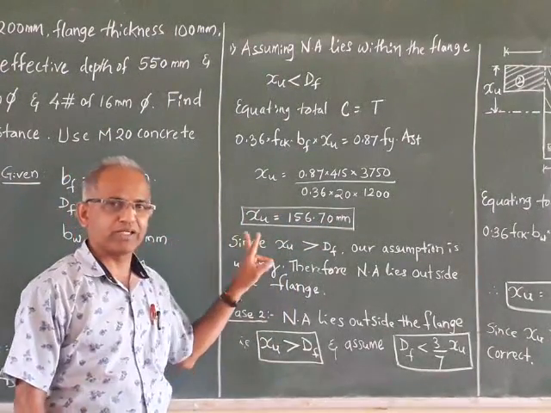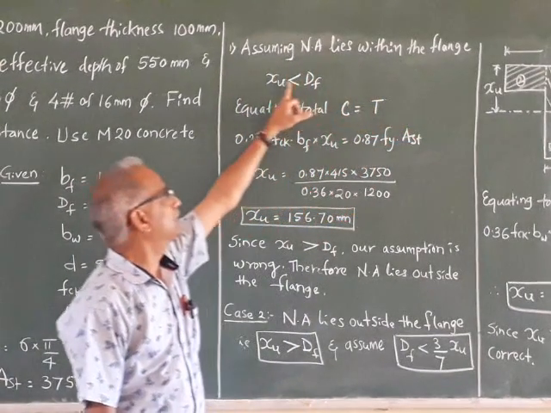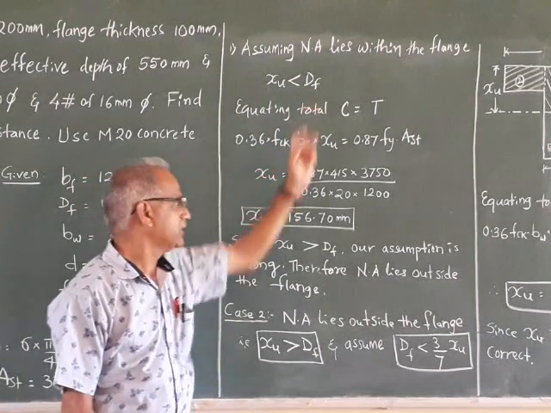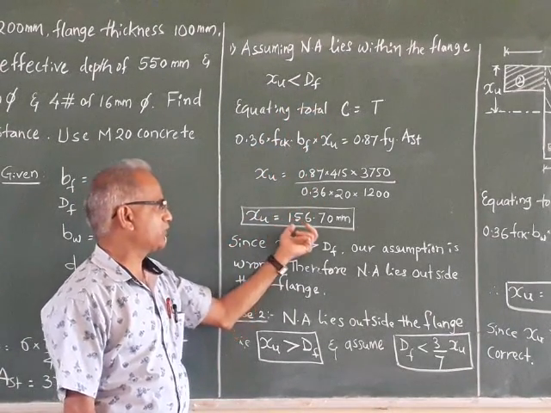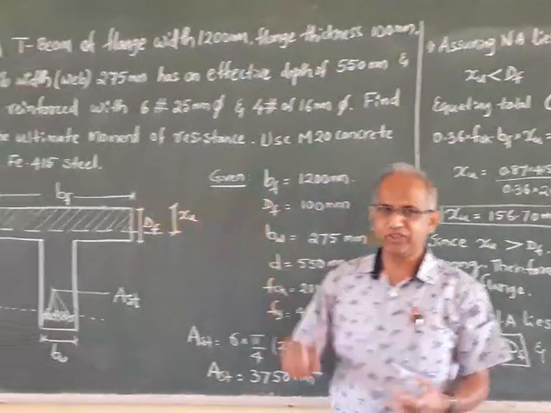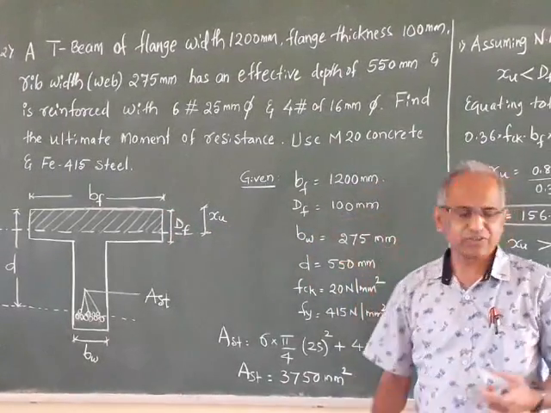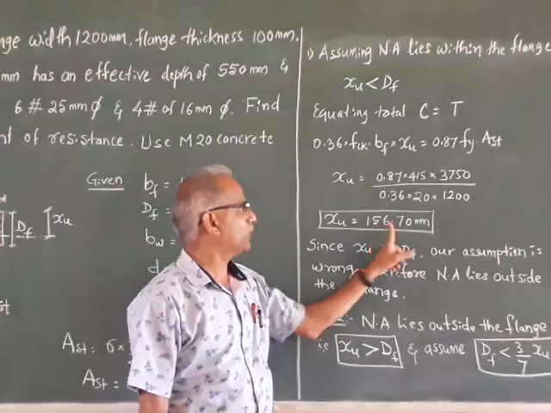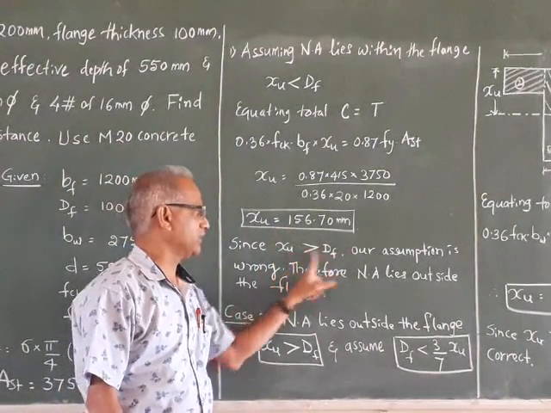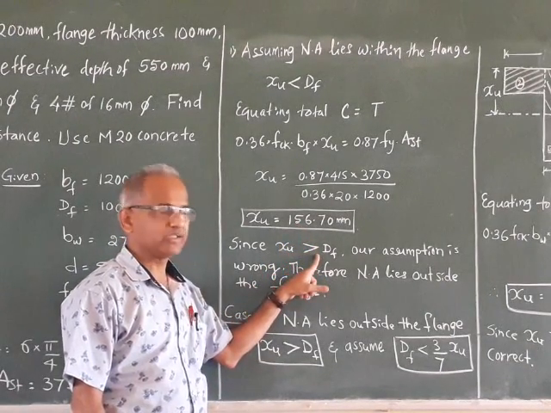Now what have we assumed in the beginning? We have assumed neutral axis within the flange, that is, we have assumed XU is less than DF. Now we have got the XU, and this XU is compared with DF, that is depth of flange. What is the depth of flange given? It is 100 mm. Therefore after comparing XU and DF, XU is greater than DF.